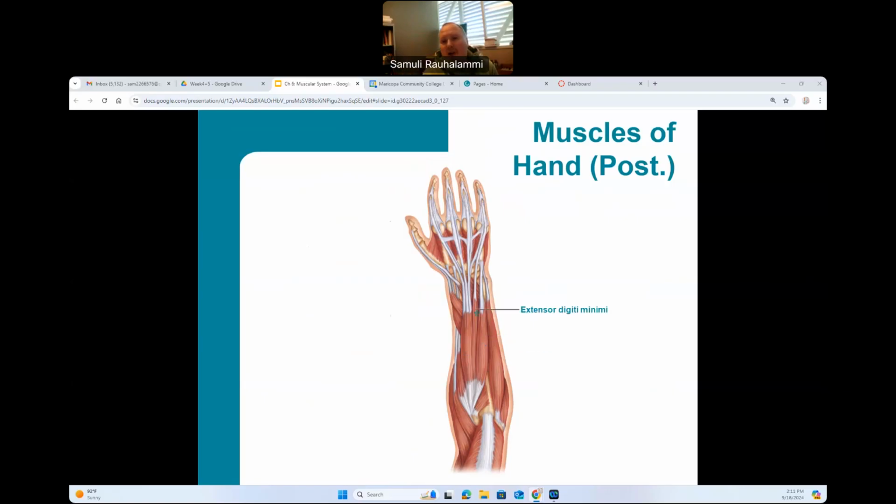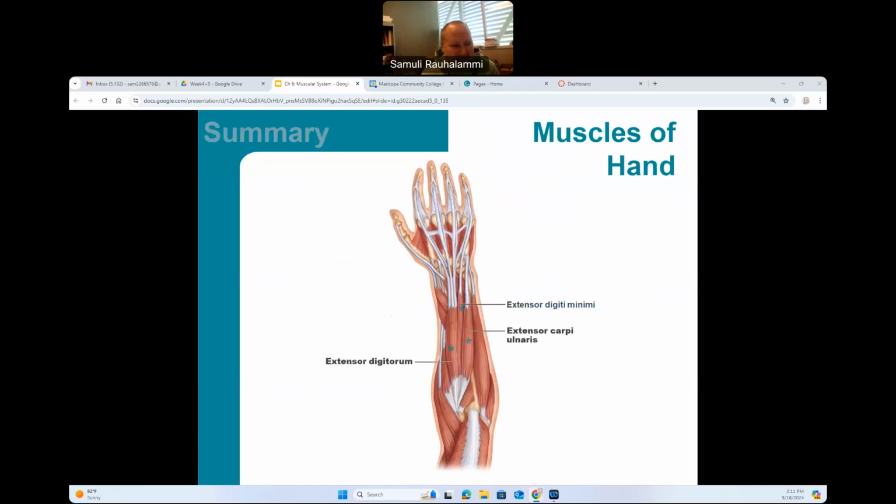I also wanted to mention extensor digiti minimi muscle, and this connects again at the same bundle and running to the little finger, so our fifth digit. The function, to extend the fifth finger. And here we see a nice summary of these muscles that we just had a look at in this very last section.